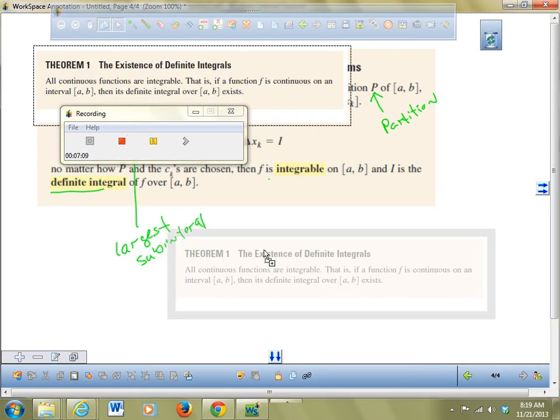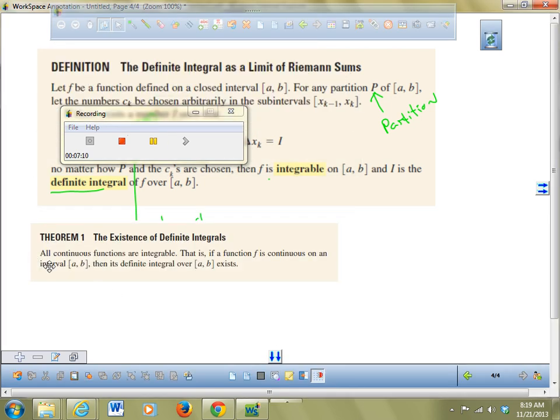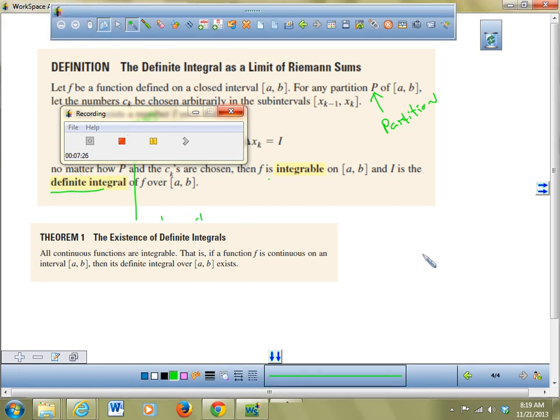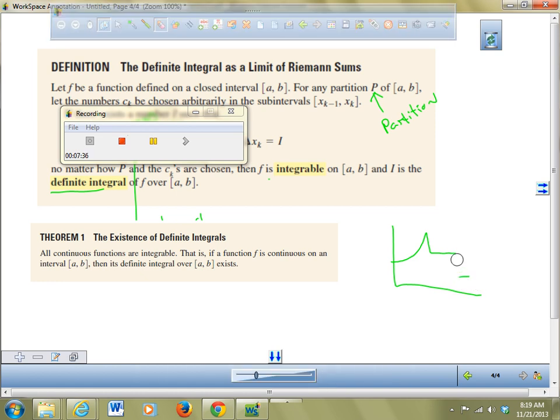So the existence theorem says that all continuous functions are integrable, which means you can take the integral of them. That is, if a function is continuous on interval a to b, then the definite integral over a to b exists. Okay? So it doesn't need to be differentiable, so you could have cusps in it, you could have flat spots in it. That's continuous as well, right? But you could have a function like this, and that function would have an integral.